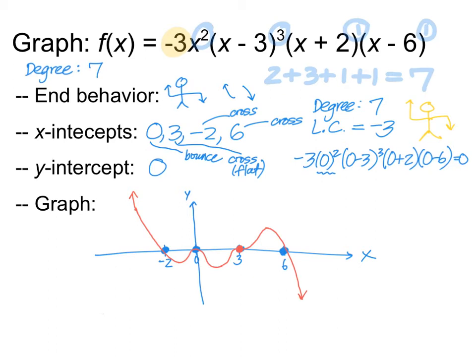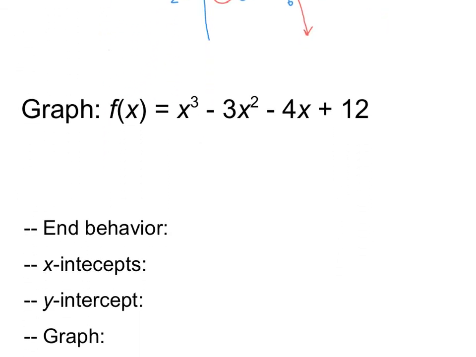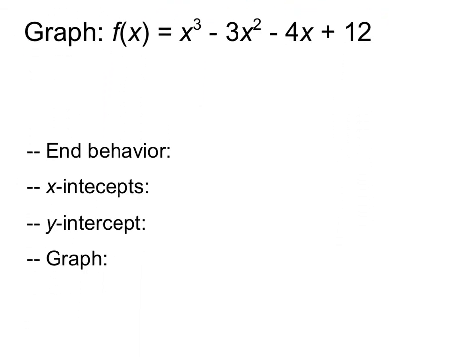All right, let's look at the next example. Now in this next example, the polynomial is in general form. It's not in factored form. The nice thing about the general form is that immediately we know that the degree is 3.